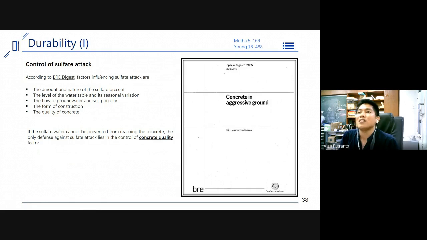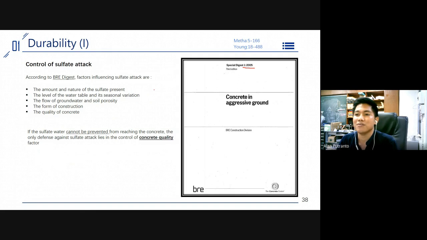Okay. In Mehta, to control the sulfate attack, Mehta describes some practices. I think that's something like a standard code. Actually, I have the file. If you guys want to learn more, I can send it to you. But the specification is from 2005, I think. The code is quite old.